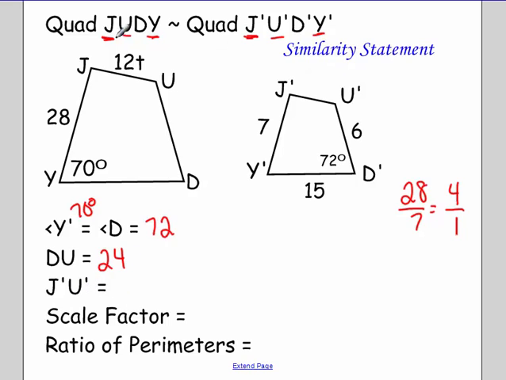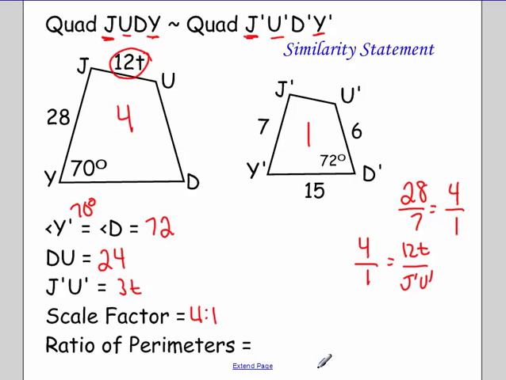For J prime U prime, I'm going from my 4 to my 1, so I have to divide, or I could set up a proportion. 4 is to 1 as 12t is to J prime U prime, and then you could cross multiply and simplify, and we end up getting 3t. I figured out the scale factor. That helped us out.